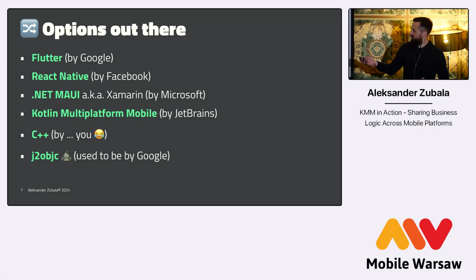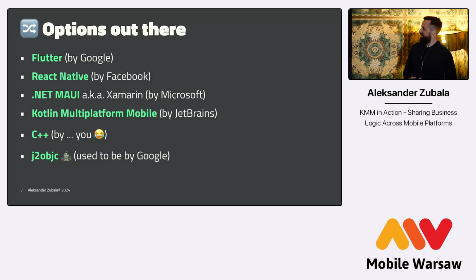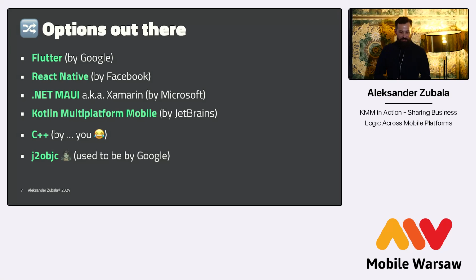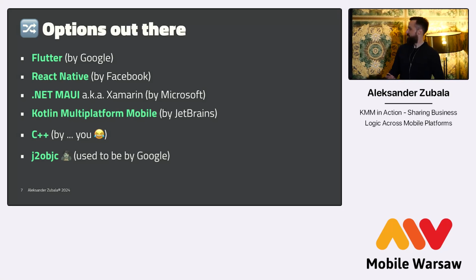You can also go with C++, if you are brave enough. I think Dropbox and PSPDFKit were doing this, if I recall correctly. And you can also be wild and go with J2ObjC. You can ask me about this during the networking phase because it is a really nice tool, and it was already abandoned by Google. So you're all on your own using this one. That might be a bit of an obscure tool.